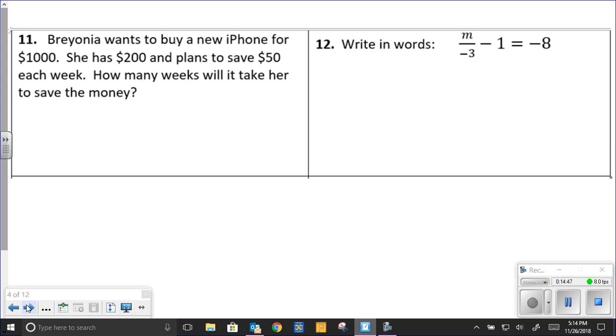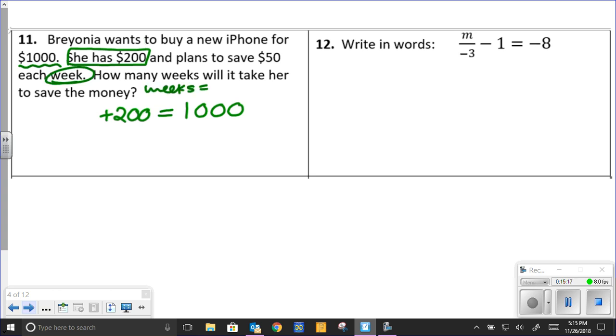If I'm Brianna and already have $200 saved, that's going to be a plus 200. Because I want whatever my equation is on the left-hand side here to equal this here. This is my total I need. So I want it to equal $1,000. She plans to save $50 each week. That means $50 per week. Well, I don't know how many weeks, so that's going to be my variable. So weeks equals W.